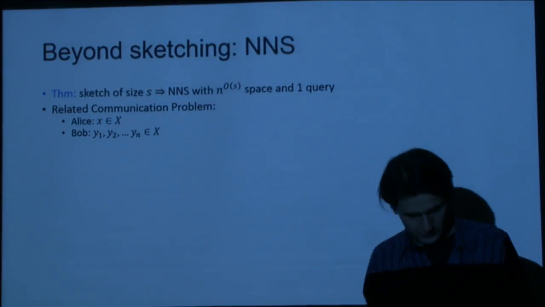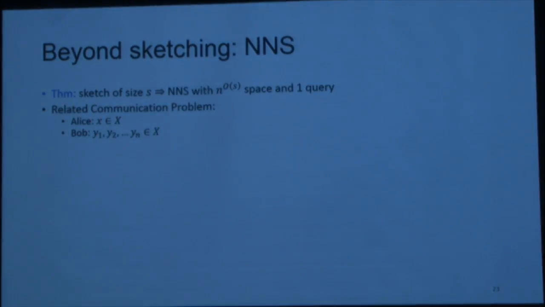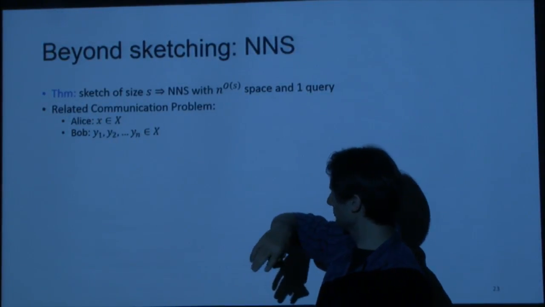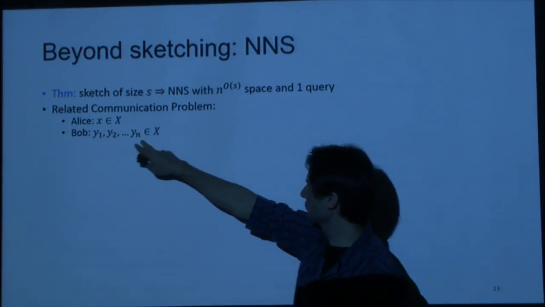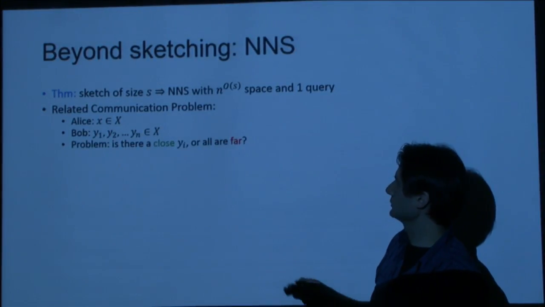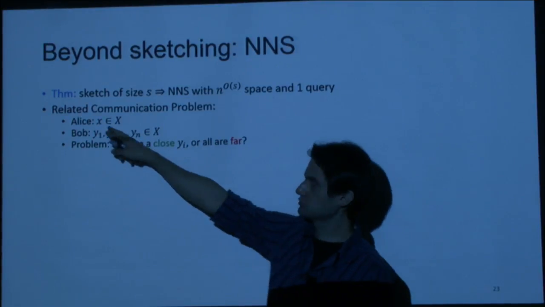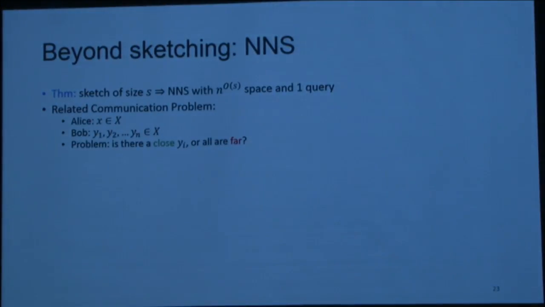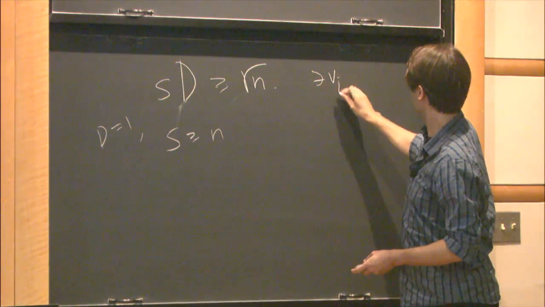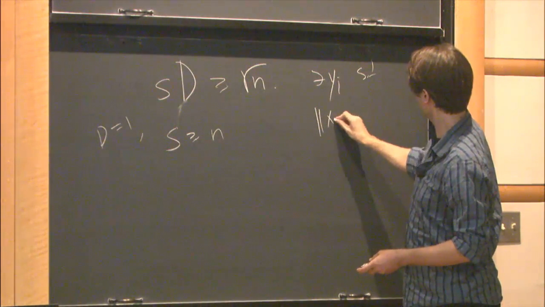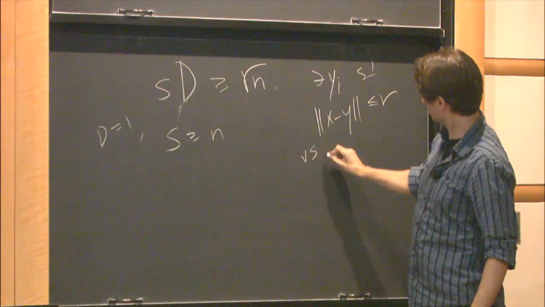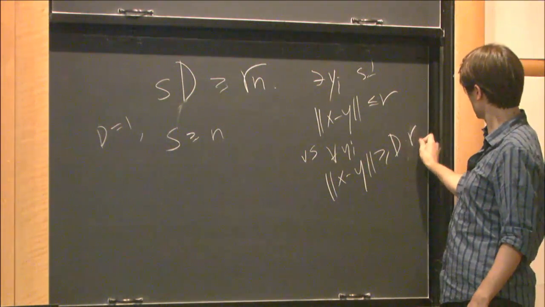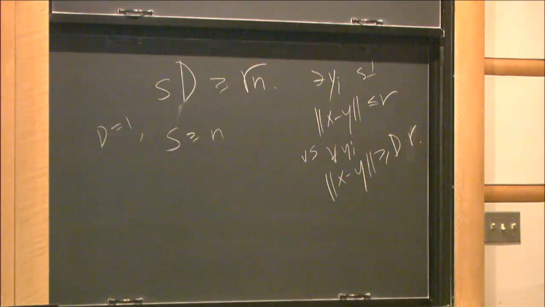Okay, so the right communication problem to look at for this problem is the following. Alice has one point x in our metric space. And Bob has n of these, called y1 up to yn, in this metric space. The problem is to answer yes if there exists a yi which is close to x, or say no if all of them are far away. And again, the gap is as we defined for sketching, namely: does there exist a yi such that the norm of x minus y is at most r, versus for any yi, x minus y is at least d times r. So we can think about this as a communication problem.